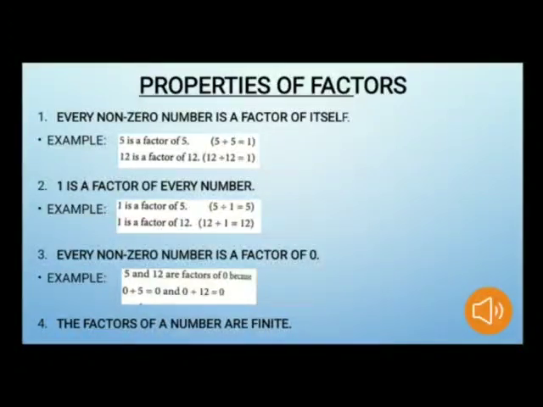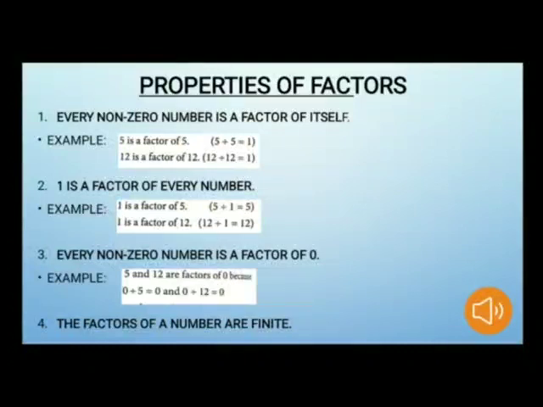Now, the second property, 1 is a factor of every number. 5 divided by 1 equals 5. 12 divided by 1 equals 12. It means 1 is a factor of every number. Now, the third property says every non-zero number is a factor of 0. Like 5 and 12 are factors of 0 because 0 divided by 5 equals 0 and 0 divided by 12 equals 0. The fourth property says the factors of a number are finite.